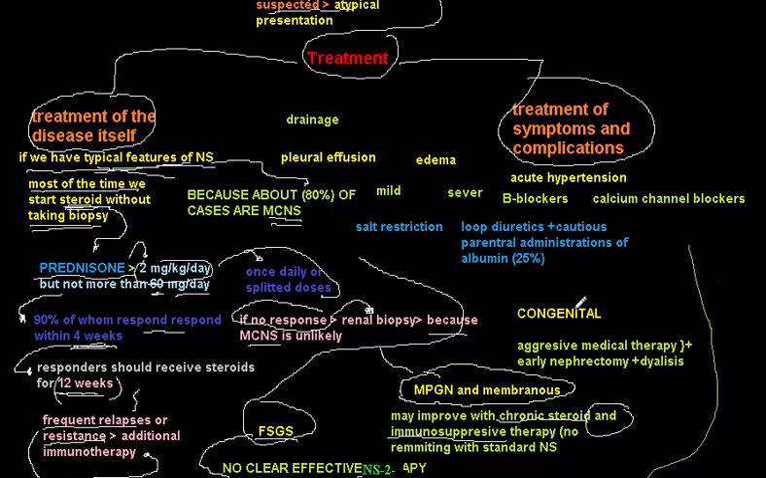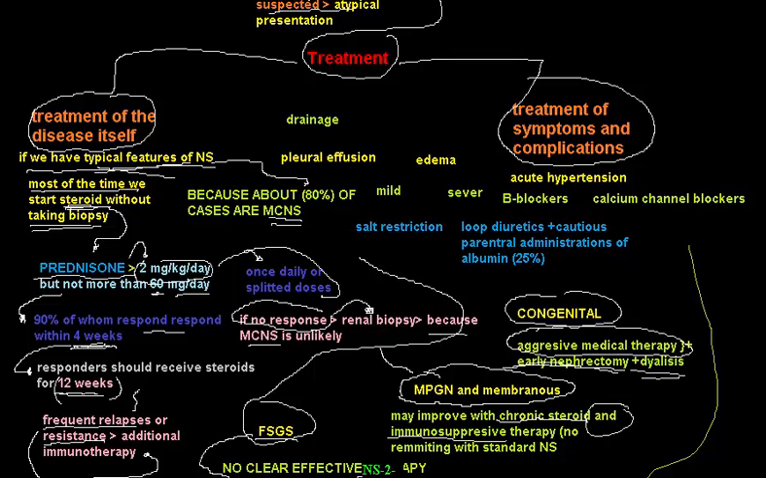Now the important thing here: in congenital nephrotic syndrome, we have to do special measures. Early nephrectomy and dialysis with aggressive medical therapy is the thing to be done. This is the treatment of congenital nephrotic syndrome. It is the worst among them all. So you have to do early nephrectomy, renal dialysis, and aggressive medical therapy.